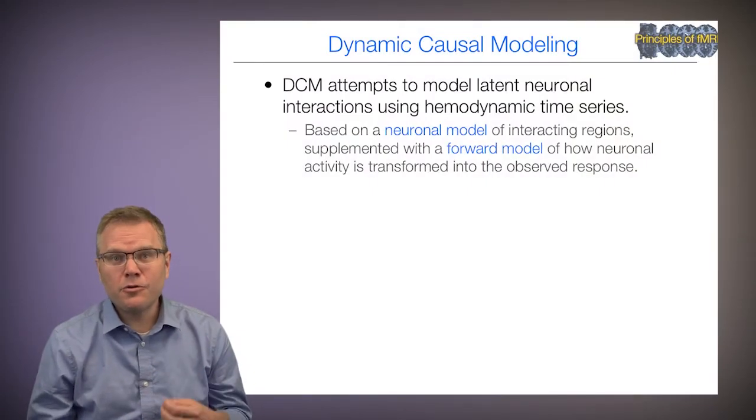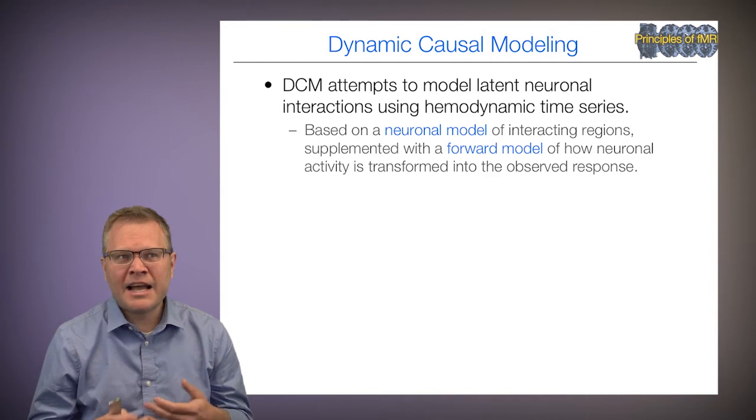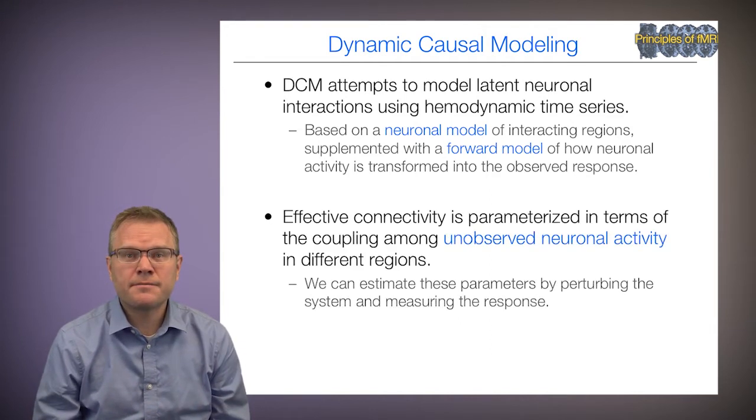Hi, in this module we're going to talk a little bit more about dynamic causal modeling, or DCM, and we'll try to understand a little bit more about the mathematics behind it. So DCM attempts to model latent neuronal activation using hemodynamic time series. This is based on a neuronal model of interacting regions supplemented with a forward model that tells how the neuronal activity is transformed into the observed hemodynamic response.